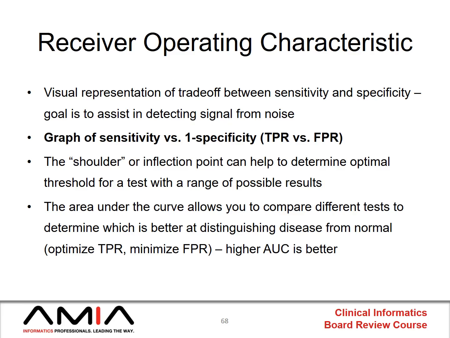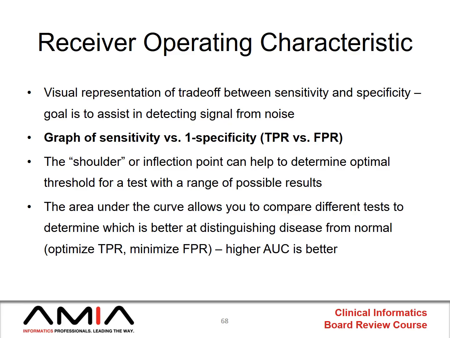And each point on the graph represents the performance of that test as I change the test threshold or the test criterion. In other words, what I'm trying to model is, if I move the criterion way to the left, what does that do to sensitivity and 1 minus specificity? Versus if I move it way to the right, what does that do to my sensitivity and 1 minus specificity?